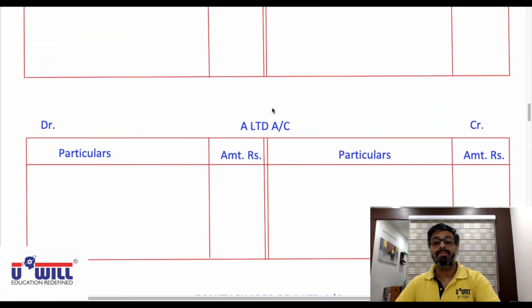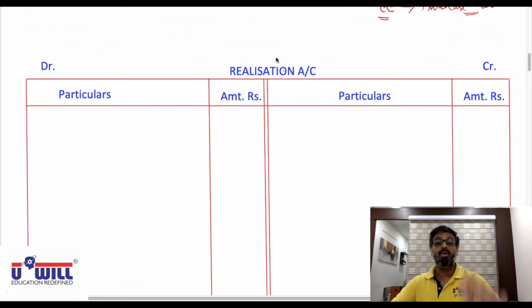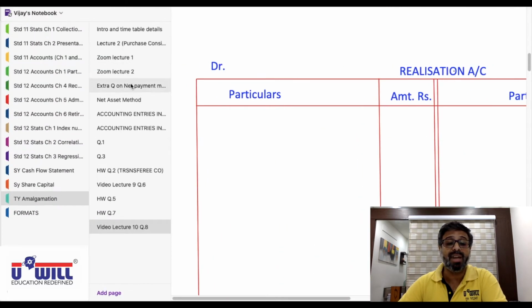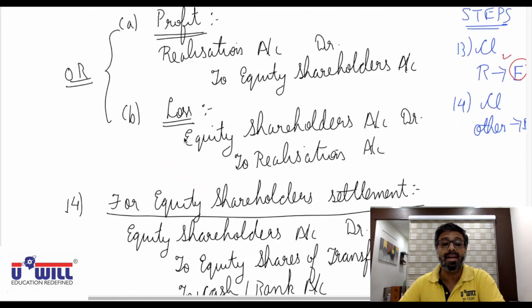Let us make the accounting entries now. Here journal entries are not asked, only ledger accounts are asked. So journal entries we will discuss orally and then ledger accounts we will make directly by doing the posting. All of you should recollect the accounting entries in the books of transferor company. Be careful. Transferor company means these 14 entries, okay?